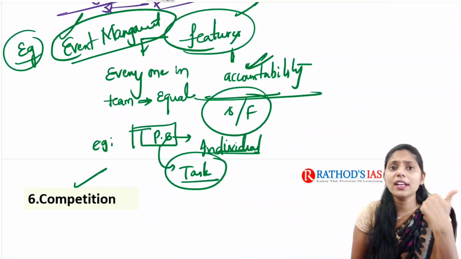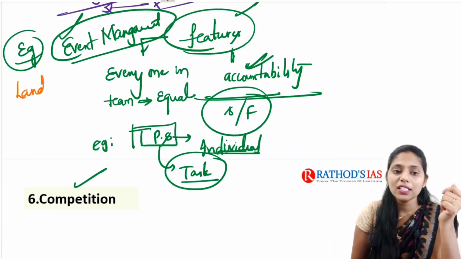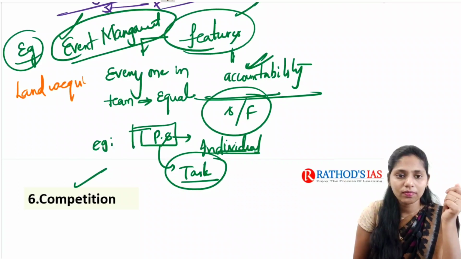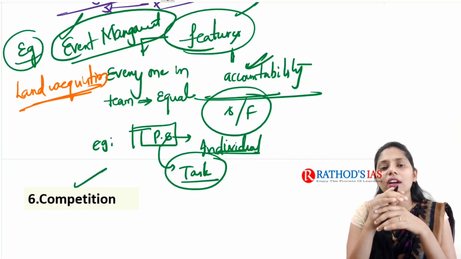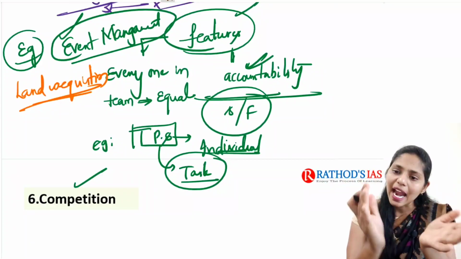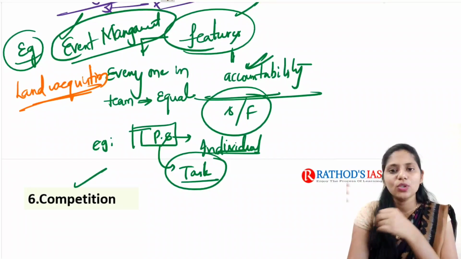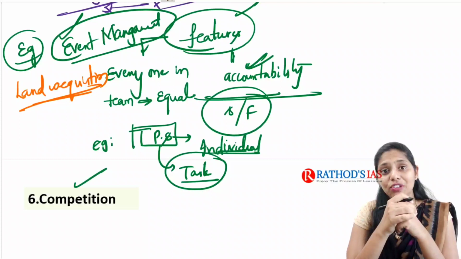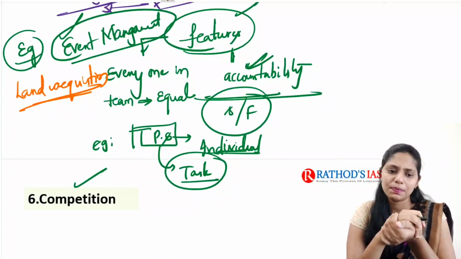And if you are talking about real-life civil servants, I will give you one more example regarding land acquisition. Government has to acquire, for example, huge swathes of land. This land will be broken into small parcels and every parcel will be assigned to a team. In this way, the land acquisition process will become very easy. So these are the two examples for team spirit.